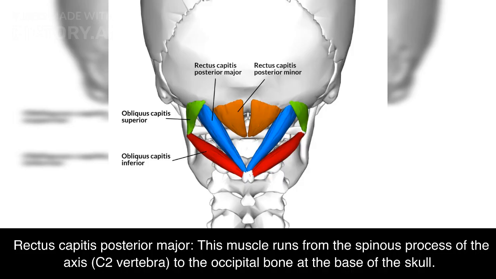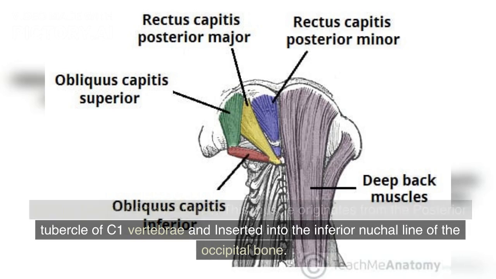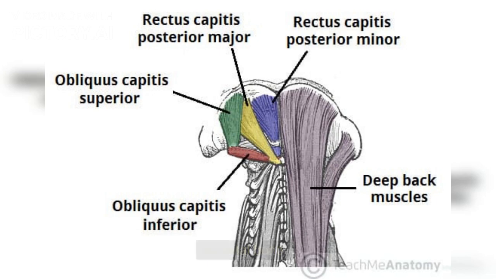Rectus capitis posterior major. This muscle runs from the spinous process of the axis, C2 vertebra, to the occipital bone at the base of the skull. Rectus capitis posterior minor. This muscle originates from the posterior tubercle of C1 vertebra and is inserted into the inferior nuchal line of the occipital bone.